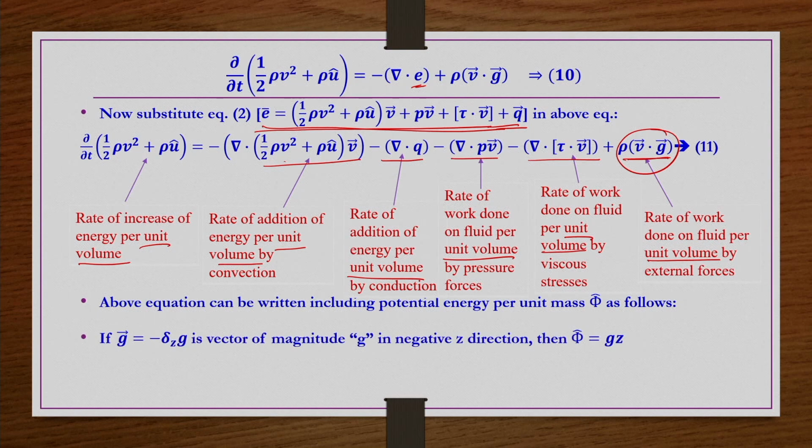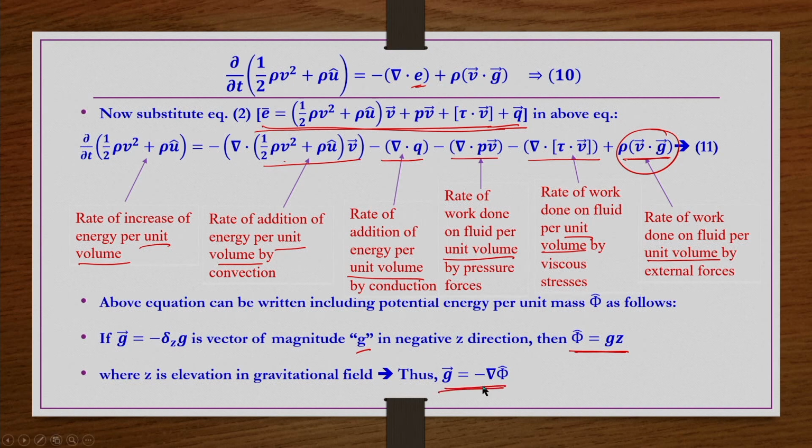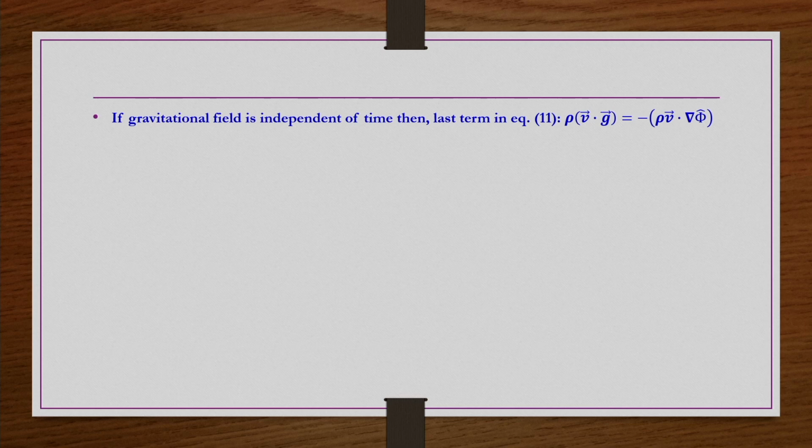So, let us say g bar is minus Kronecker delta z, g is a vector of magnitude g in the negative z direction. Then this potential energy per unit mass phi, we can write it as gz. That means we can write g equals minus del phi tilde, where the tilde indicates per unit mass and phi indicates the potential energy. Now, in equation number 1, in place of g we write minus del phi and do some simplification. What simplification are we doing?